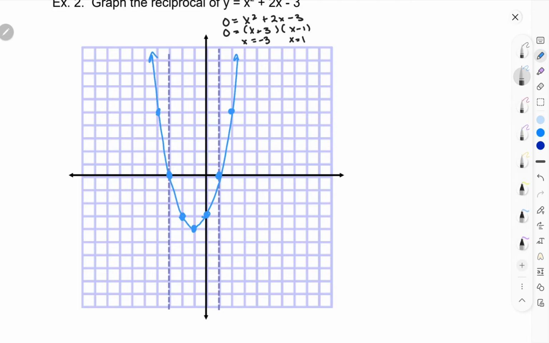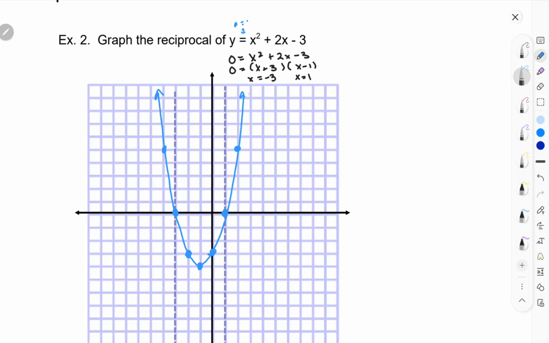But I also have access to technology. I can plug this into my graphing calculator and plot some points. I can make my own table of values. Any way that's going to help me sketch y equals x squared plus 2x minus 3.